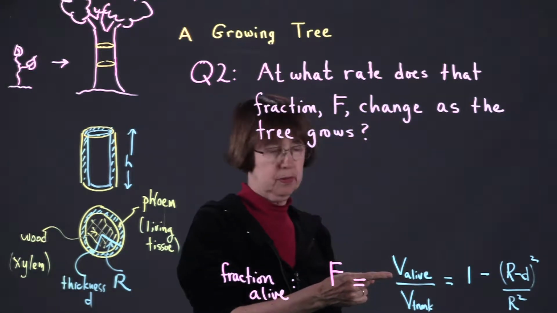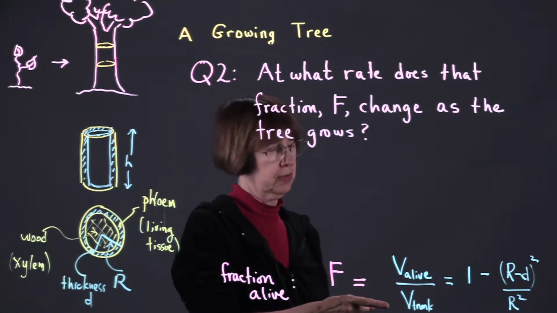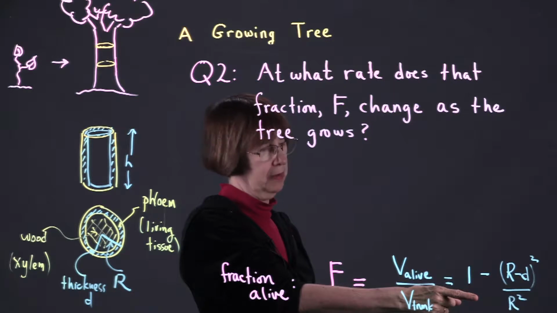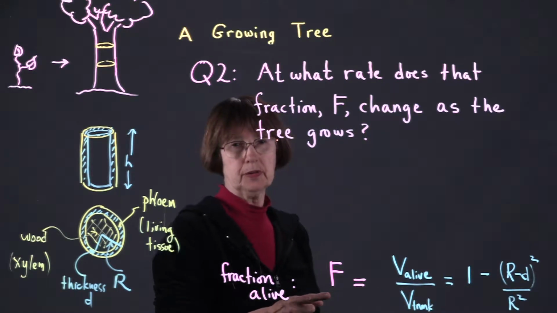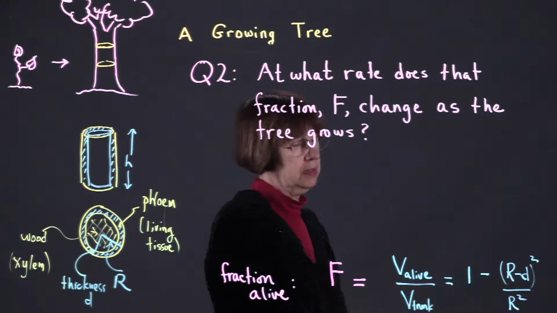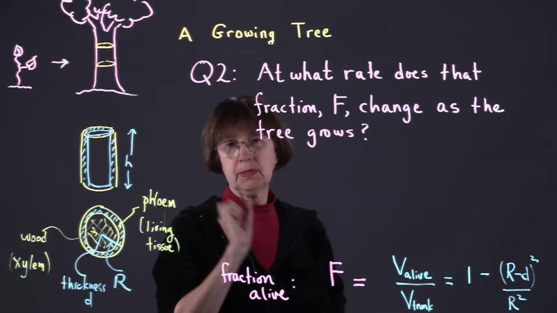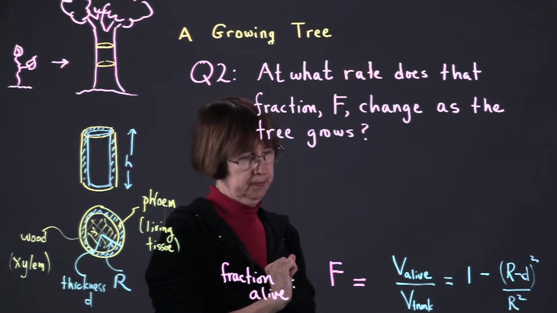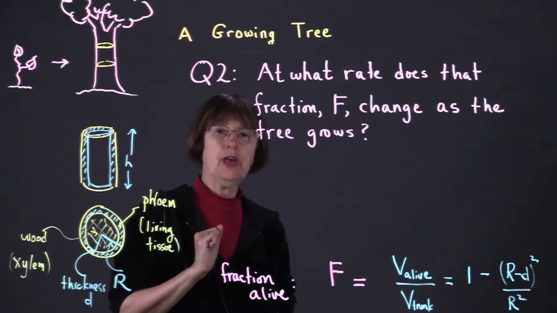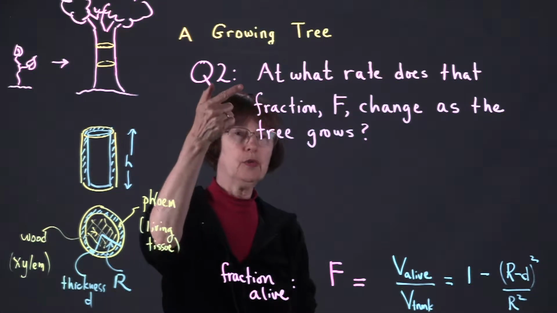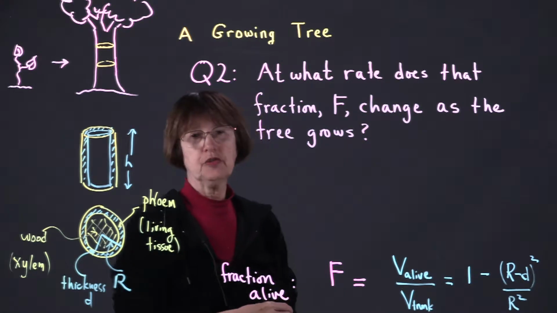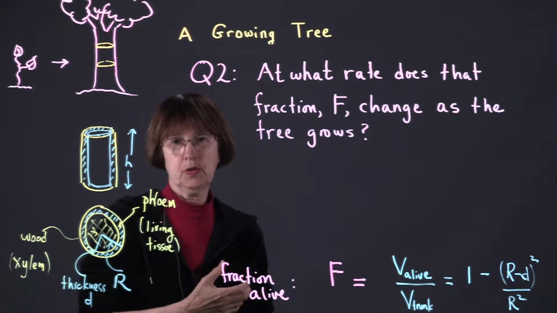We've just found the fraction of the tree trunk that's still alive. Let's call that fraction capital F. And notice that it depends on the current radius, r, and the thickness of living material, little d. We're now going to ask a second question, namely, at what rate does this fraction change as the tree grows?